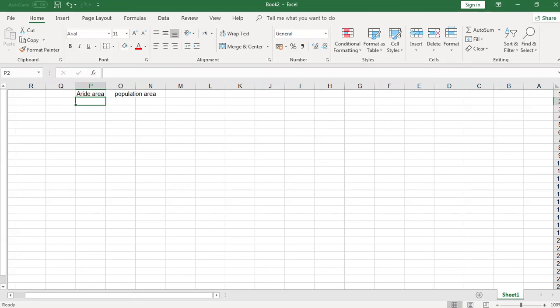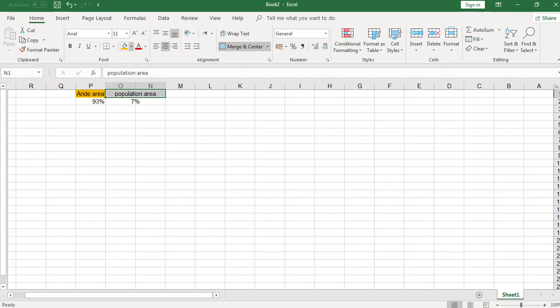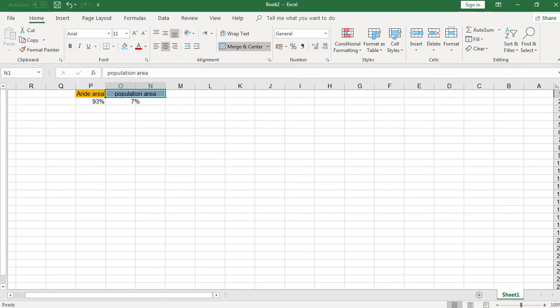The arid area in Egypt is about 93%, and the population area, which is very small, is about 7%, which is around the Nile. Okay, so this in yellow, okay, and this is in this color. This color is good. Yes, okay.